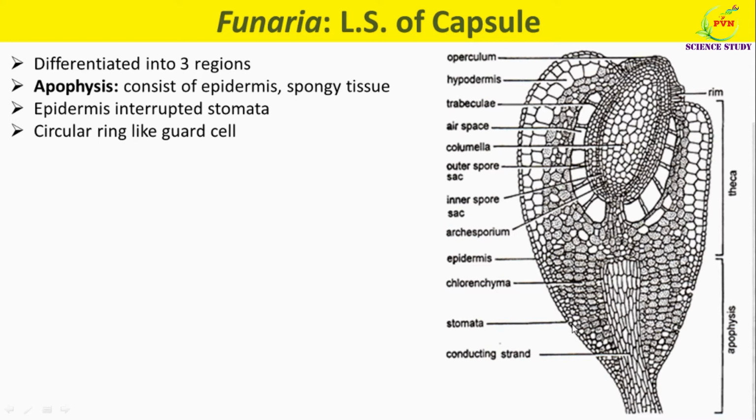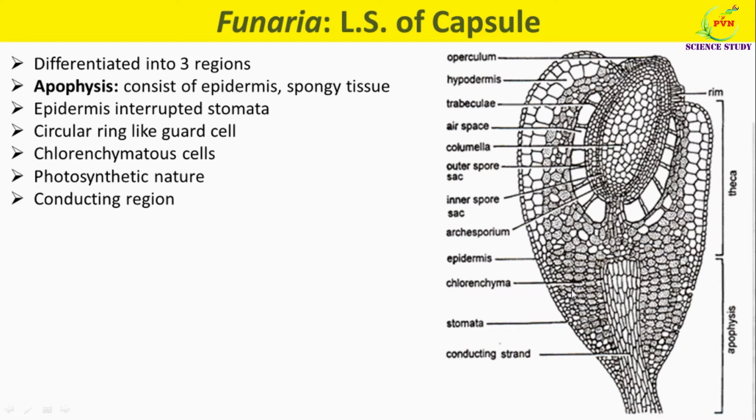Often in mature stoma, the septum between two guard cells dissolves to form a single circular ring-like guard cell. Internal to the epidermis, you can see here chlorenchymatous cells. As the name itself indicates, chlorenchymatous means they contain chloroplast. So the presence of stomata, intercellular spaces and chloroplast indicate the photosynthetic nature of the apophysis. Hence, apophysis can perform the process of photosynthesis.